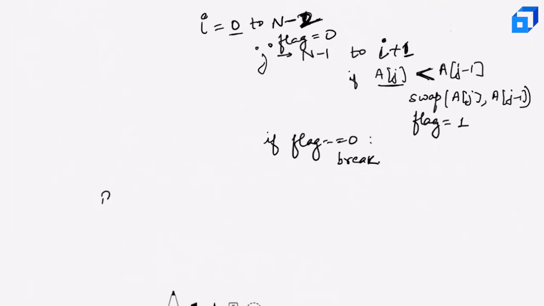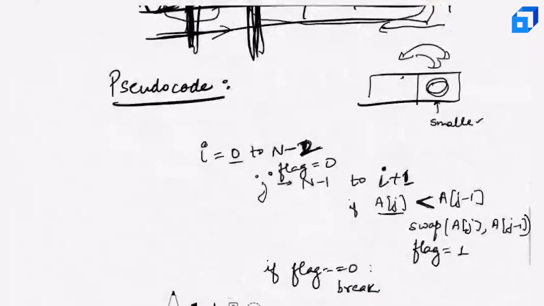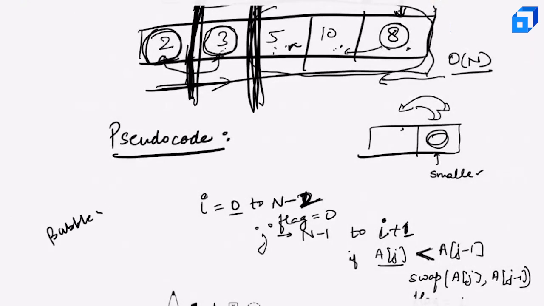Again, let's look at the best and worst case complexity of this algorithm. Best case is order n, which is when my array was already sorted or almost sorted. Then I do this iteration, flag becomes 0, I break. And the worst case is when it is reverse sorted. So every single time I have to do a lot of swaps, and it is actually order of n square.